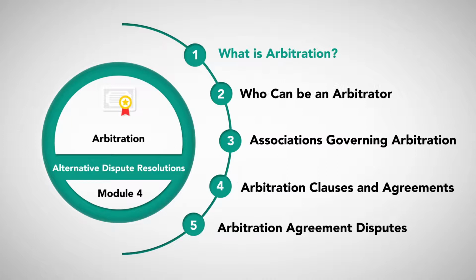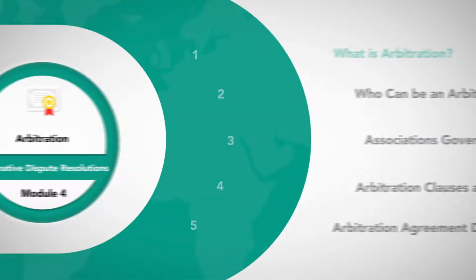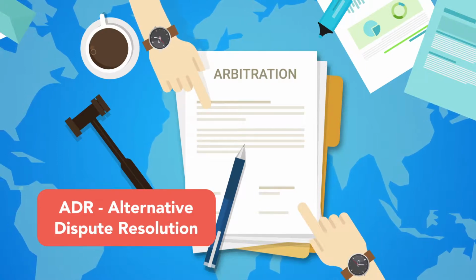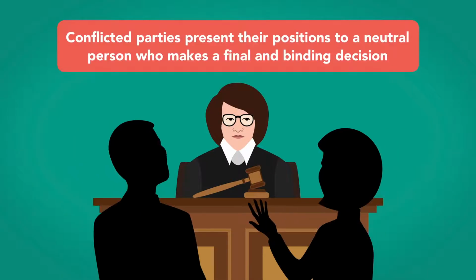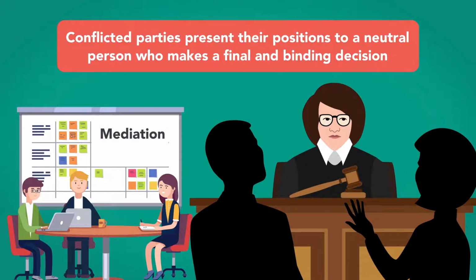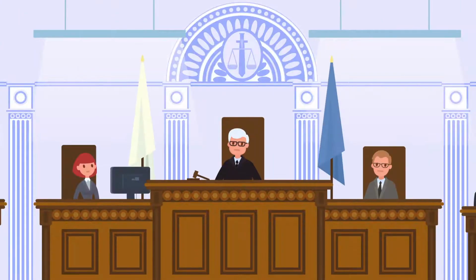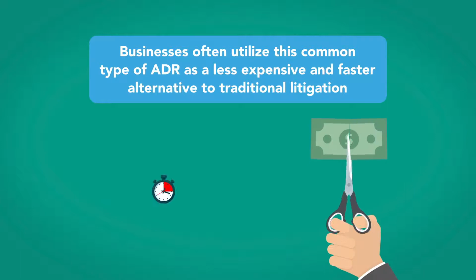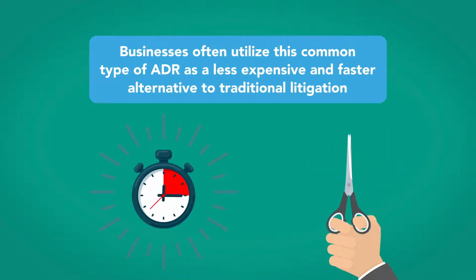What is arbitration? Arbitration is a form of alternative dispute resolution, or ADR. Conflicted parties present their positions to a neutral person who makes a final and binding decision about the conflict. It is more formal than mediation or settlement conferences, but less formal than courtroom proceedings. Businesses often utilize this common type of ADR as a less expensive and faster alternative to traditional litigation.